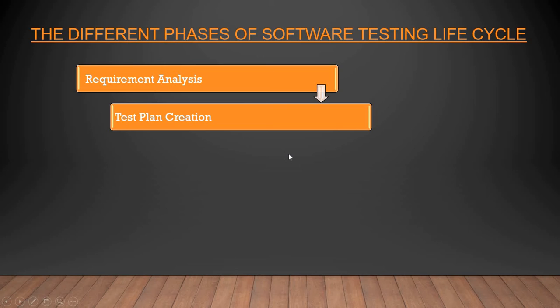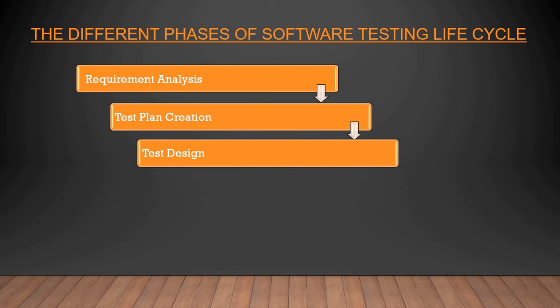So overall, the entry criteria of this phase is requirement document, and deliverables is test strategy, test plan, test efforts estimation document. Next one is test design.